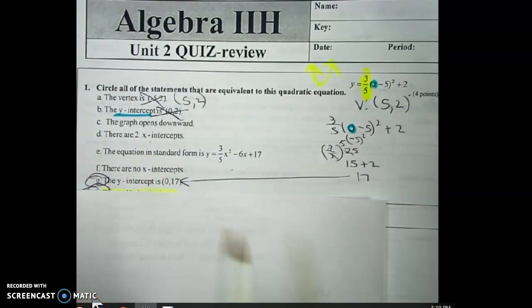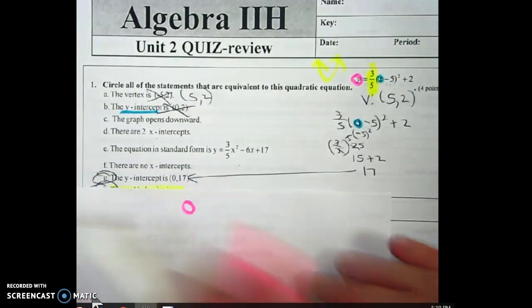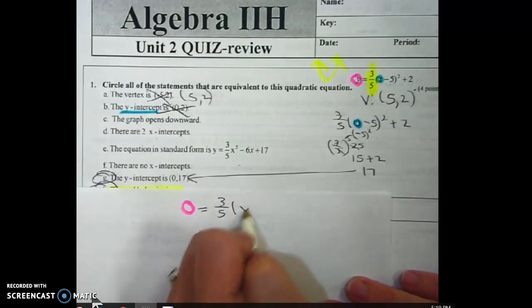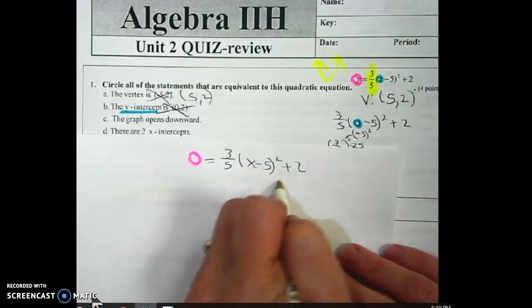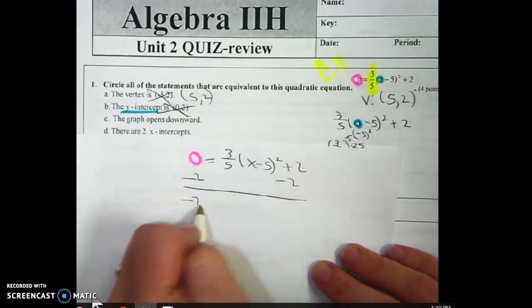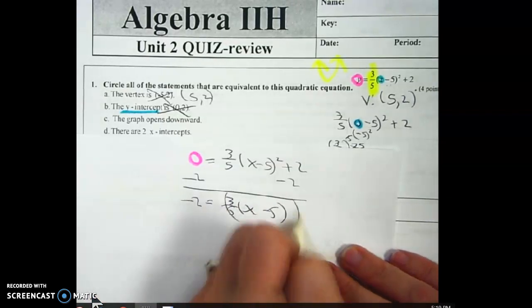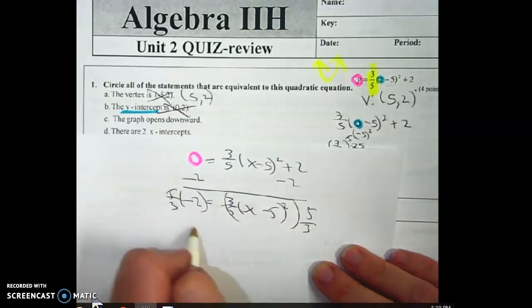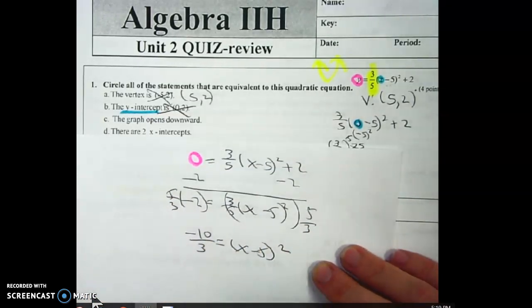In order to find the x-intercepts, you need to set this equal to 0. So that's what I'm going to do right now. 0 equals 3/5 times x minus 5 squared plus 2. First thing I do, subtract 2. Negative 2 equals 3/5 times x minus 5 squared. Multiply by the reciprocal, and I get negative 10/3 equals x minus 5 squared.